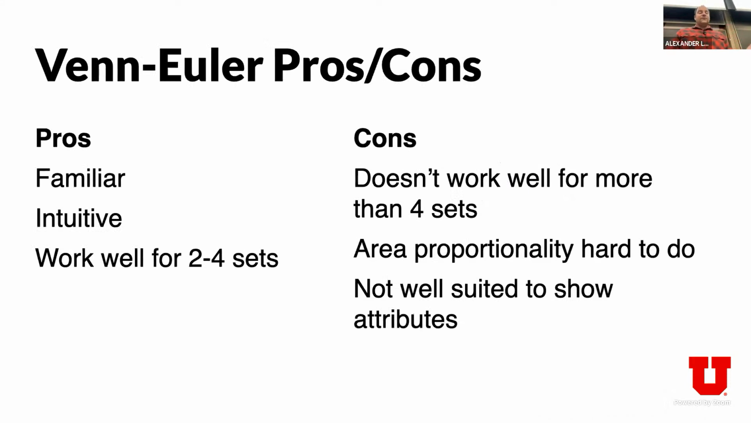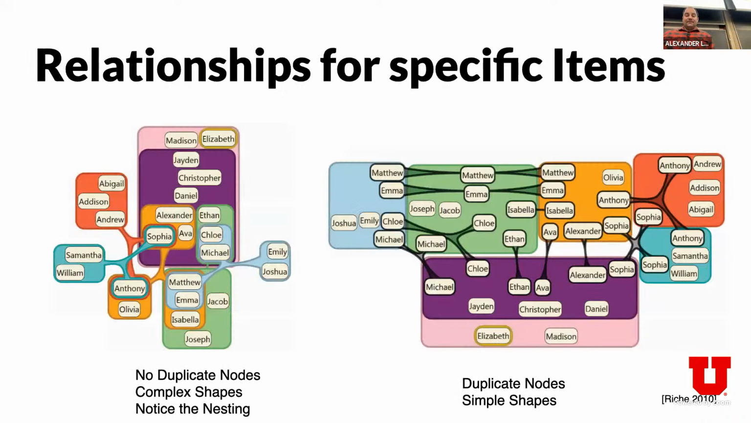And so the pros and cons are, Venn and Euler diagrams are very familiar. They're very intuitive. They work well for 2 to 4 sets. And so if you have a 2 to 4 set problem, you should probably go for Venn or Euler diagrams. The con is that it doesn't scale, and area proportional is hard to do. It's also not well suited to show attributes, right? So I couldn't actually show attributes on top of a Venn diagram. If I wanted to show ages on top of a Venn diagram, I would be stuck.